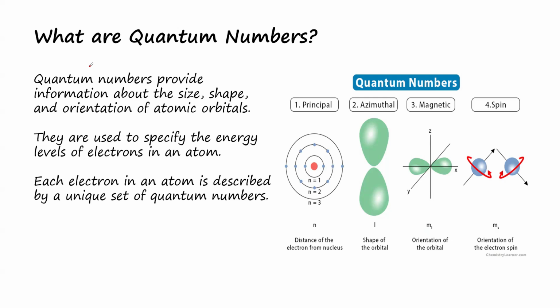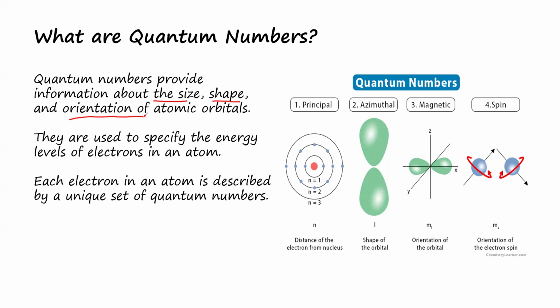So now, what do quantum numbers do? They provide information about the size, the shape, and the orientation of atomic orbitals. These are the pieces of information we usually get from the quantum numbers. And they are used to specify the energy levels of an electron in an atom.